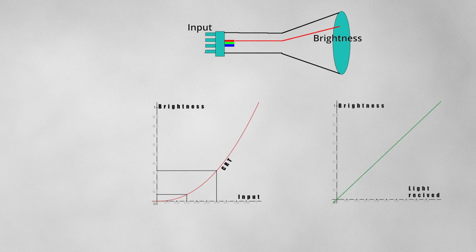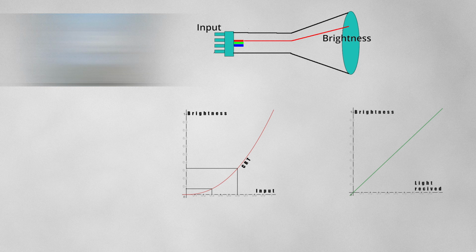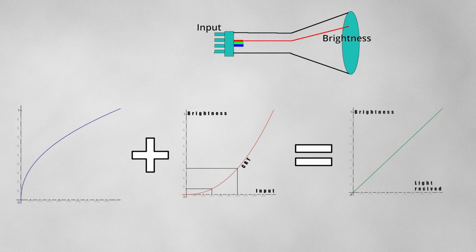So now if I have an image like this one, and I want to show that on my CRT monitor, I cannot send the exact brightness of each pixel in real world into my monitor. What I should do is to put my pixel brightness into this curve. So this will compensate for the effect of the monitor. And this curve is encoded inside the image itself.